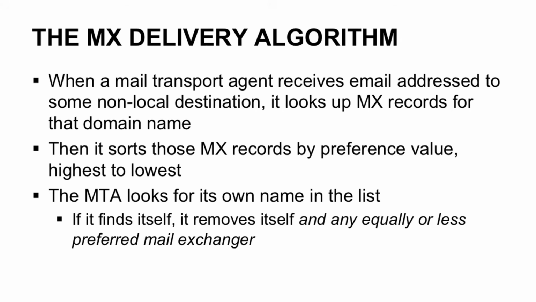Here's how MTAs determine how to deliver mail addressed to a user at some non-local domain name. First, the MTA looks up the MX records for that domain name. Then it sorts the MX records highest preference, that is, lowest preference number, to lowest. The MTA looks for the domain name of the host it's running on in the list. If it finds itself, it removes that MX record as well as any MX records with an equal or lower preference. That's to avoid loops. Clearly, sending mail to itself won't help get mail delivered, and sending the mail to a less preferred mail exchanger is simply moving it farther from its destination.